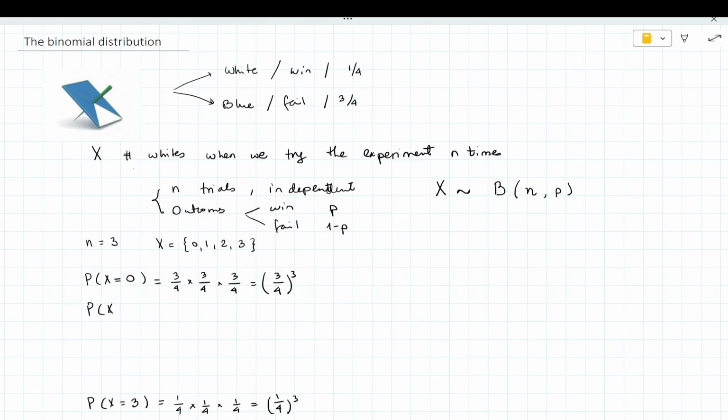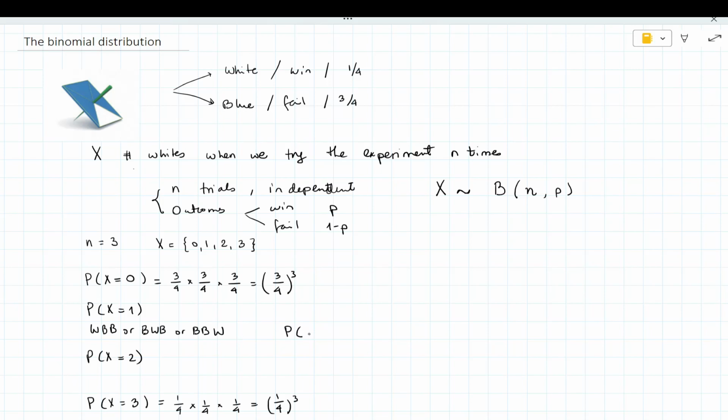For the probability of x equals 1 and the probability of x equals 2, this is a little bit more complicated because there are different ways of getting a 1. We can get 1 white because we spin white, blue, blue, or we spin first blue, then white, and then blue, or we spin blue for the first 2 spins and then white at the end.